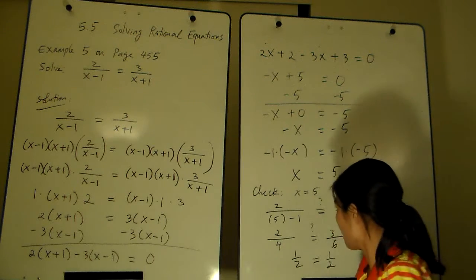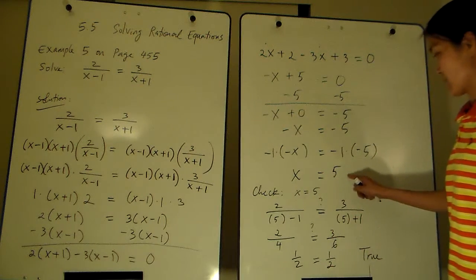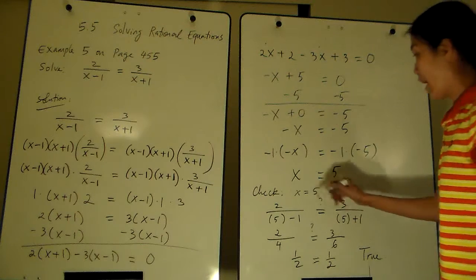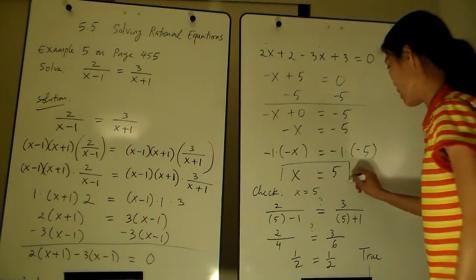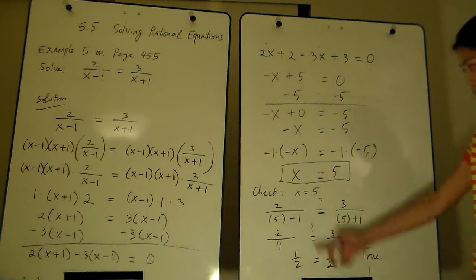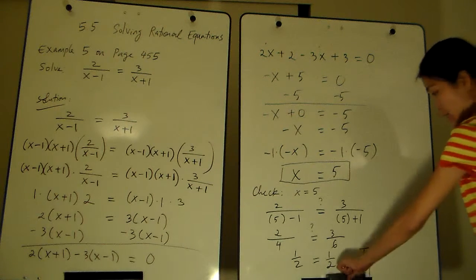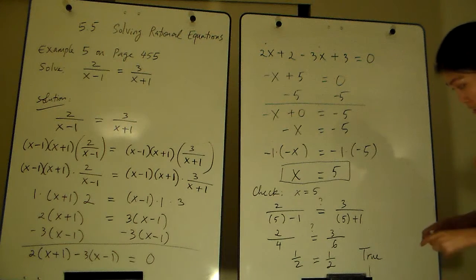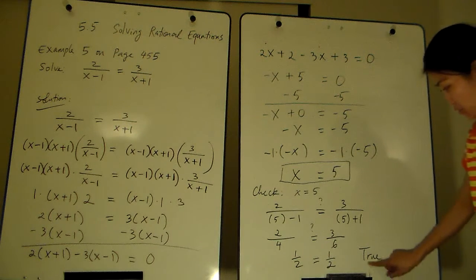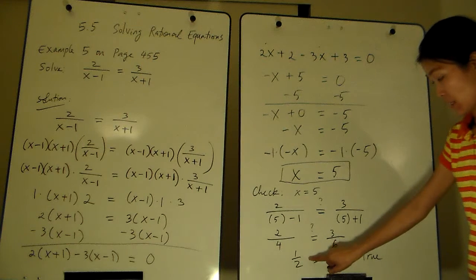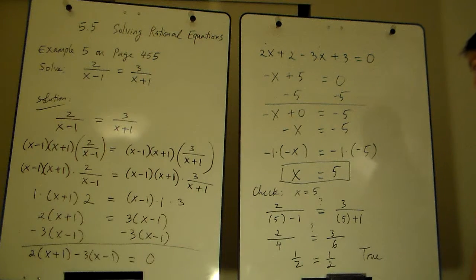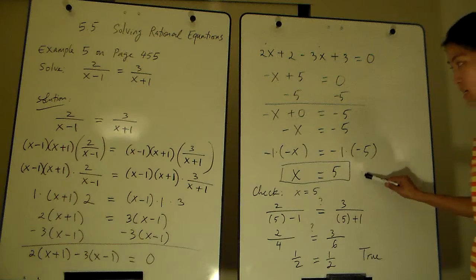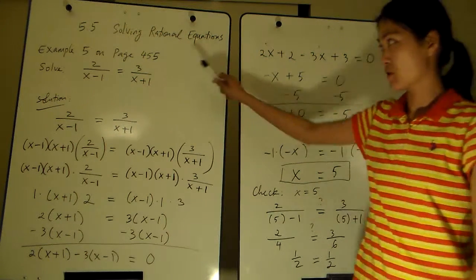So thus, x equal to 5 is really a solution to this equation, because we checked and it gives a valid, true statement, which is a constant equal to the same constant. So x equal to 5 is a solution to this equation.